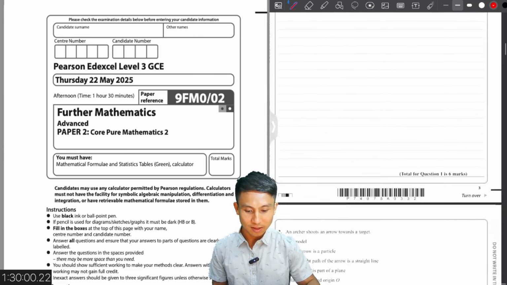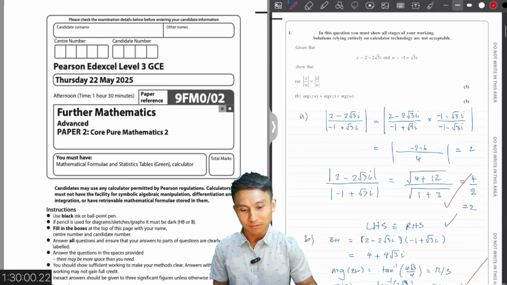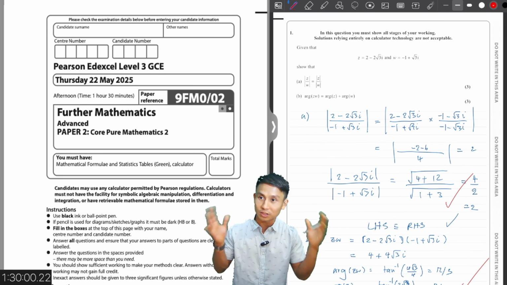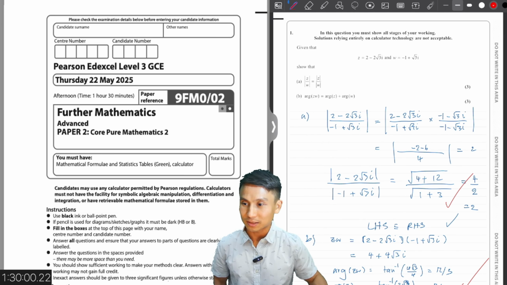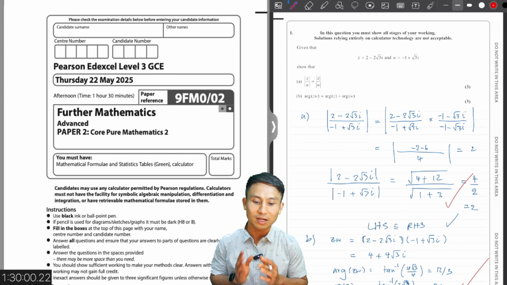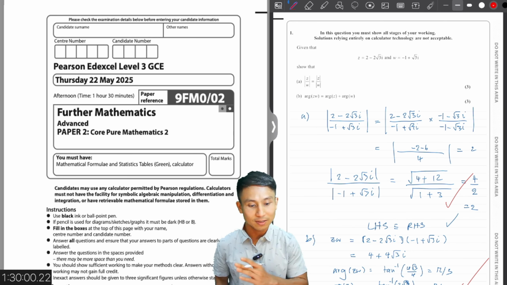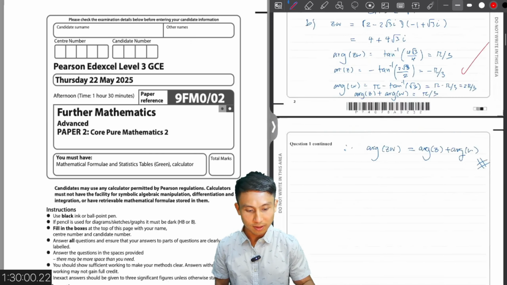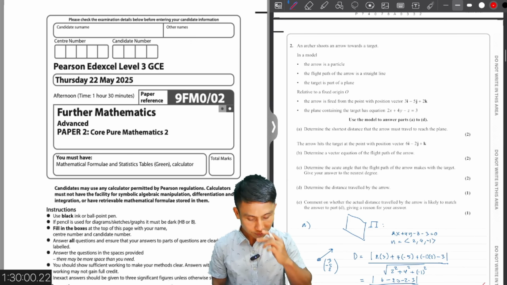So number 1 is fine, yeah. So I'm going to review the question as well, as well as correct them if there's any mistake. So number 1 here, everything is fine. Just make sure you know the definition of modulus and argument here. This is just plain simple complex numbers equation question. So that should be fine.